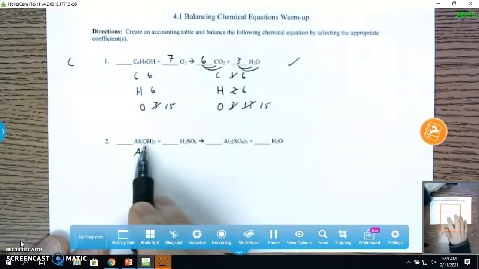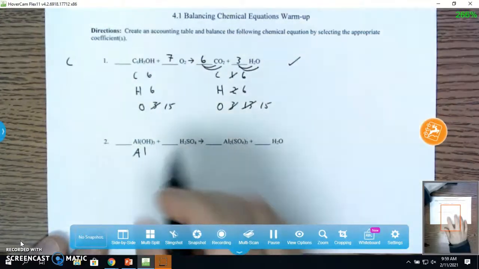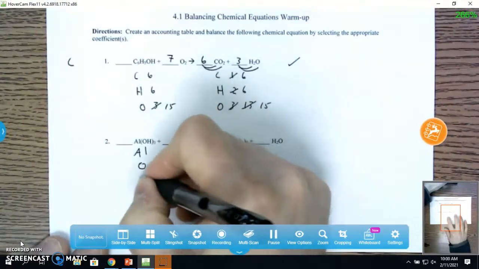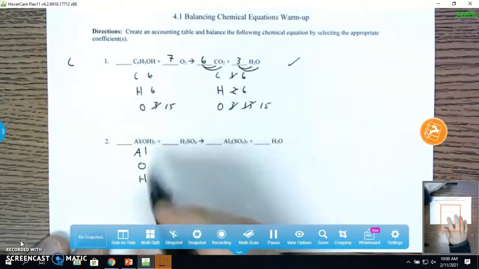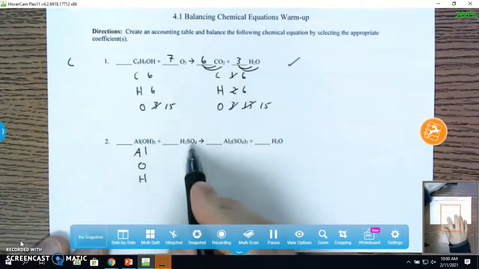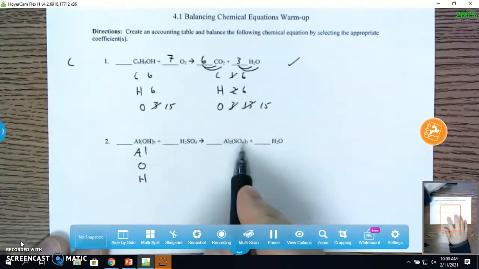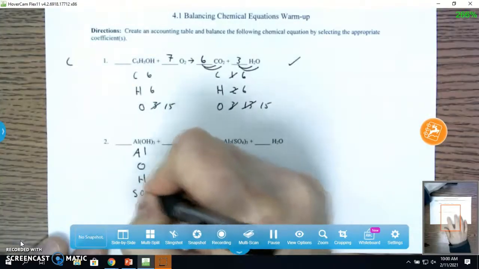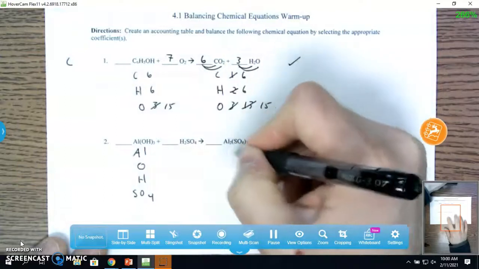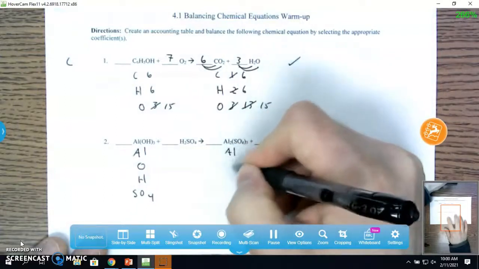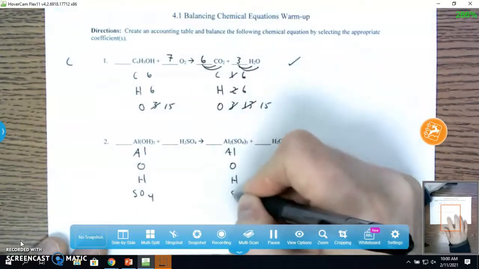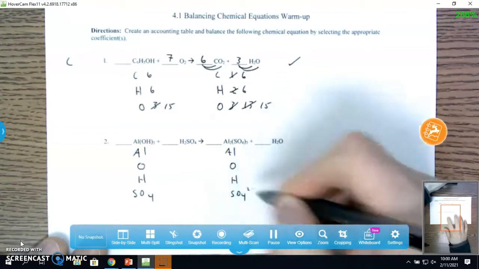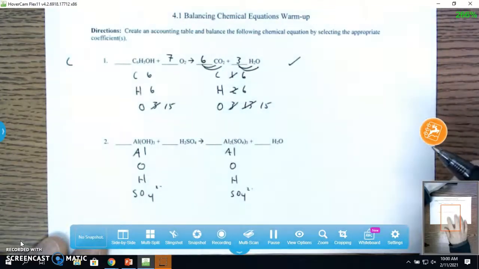Aluminum. Hydroxide, OH, is broken up on the right-hand side, so for that reason I need to have an oxygen line and a hydrogen line. Oxygen and hydrogen. Sulfate, however, is not broken up on the left and the right. Sulfate is unchanged, so I might as well save some work for myself and make a sulfate line. So I've got aluminum, oxygen, hydrogen, sulfate would have a -2 charge.